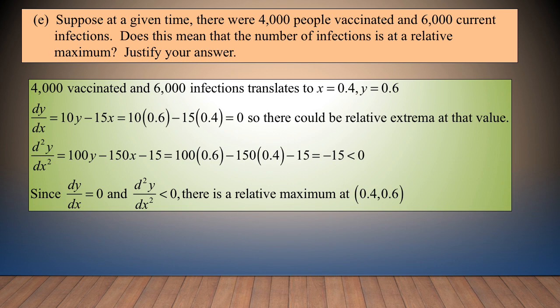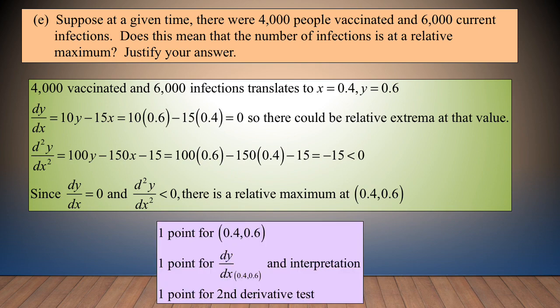There are several ways to check it out, but we are going to use the second derivative test and take a look at the second derivative at that point. Second derivative we know is 100y minus 150x minus 15, and plugging in our values of x equals 0.4 and y is equal to 0.6, we get 100 times 0.6 minus 150 times 0.4 minus 15, and that is negative 15, which is less than 0. So since the first derivative is 0 and the second derivative is negative, there is a relative maximum at the point (0.4, 0.6). 1 point for establishing the point of interest is (0.4, 0.6), 1 point for taking dy/dx at that point and interpreting it, and then 1 point for the second derivative test.